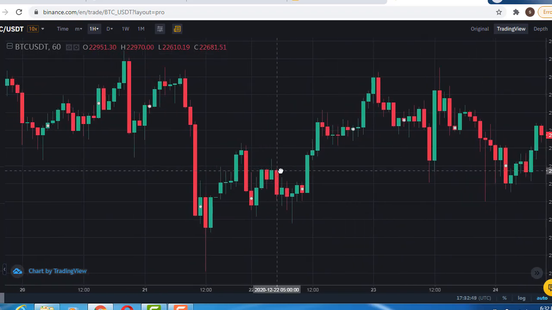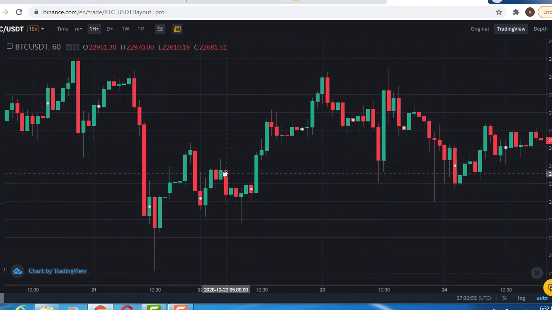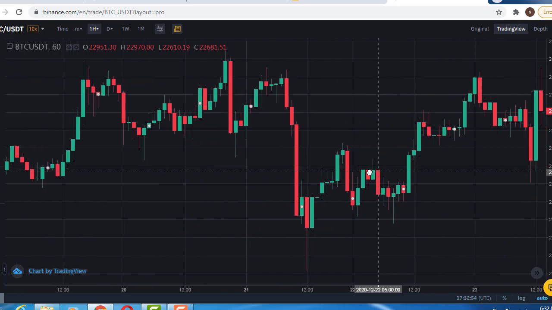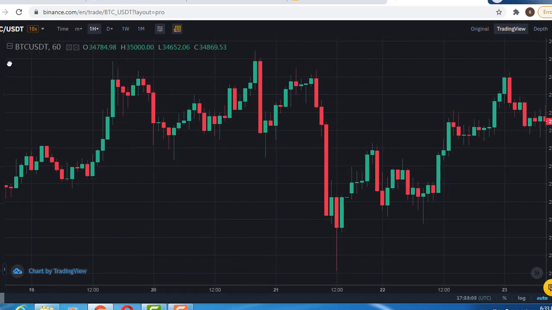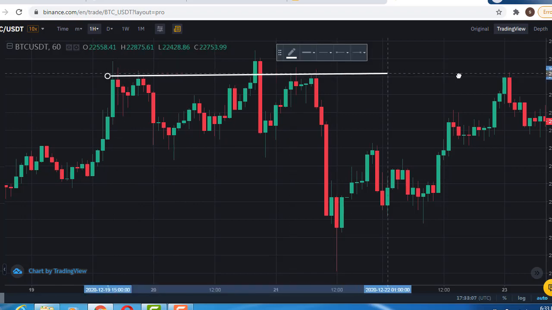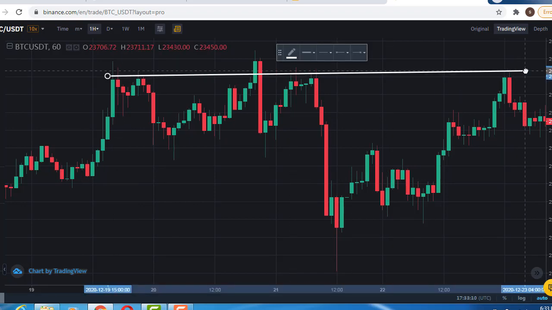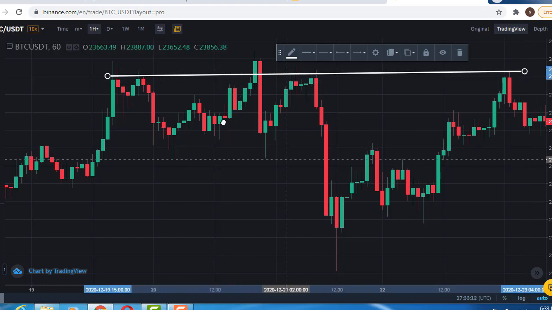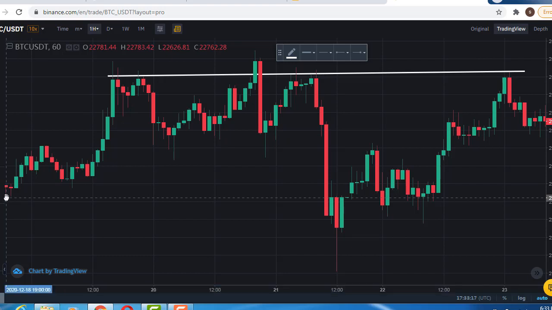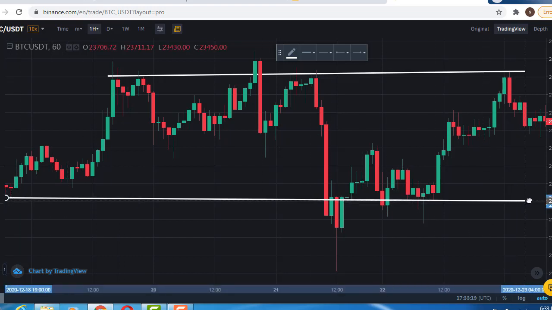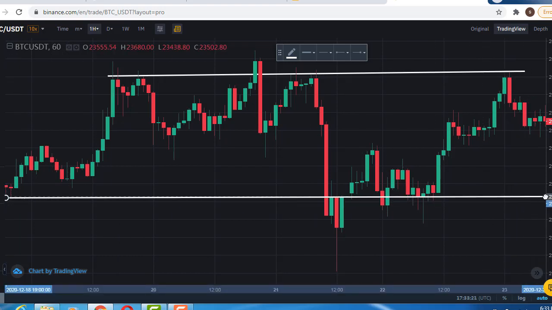So if you look at this very market, you see the market was moving between these levels. It was just drifting. This market was moving sideways. There was no significant higher high nor higher low in this particular market. So how do you trade this market?